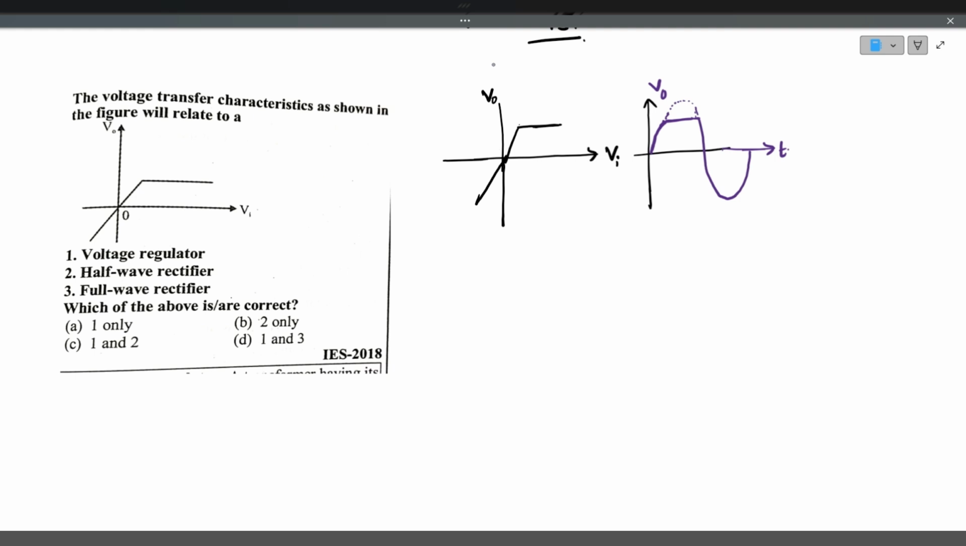So there are two chances. One is a peak clipper. Second, there must be a Zener diode which is maintained at this voltage level. Assume this is V voltage. For this particular voltage, if you place a Zener diode, it stabilizes the output voltage. So it can be a voltage regulator or a peak clipper. In the given options, voltage regulator is there, half wave rectifier and full wave rectifier are there. For half wave and full wave rectifier, there is no chance. So the option must be the one only. So the answer is A.